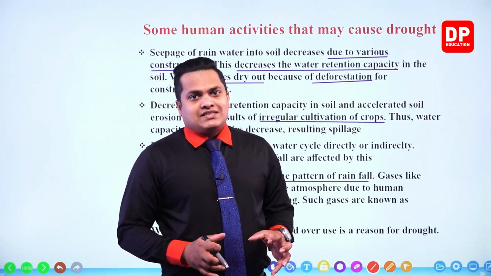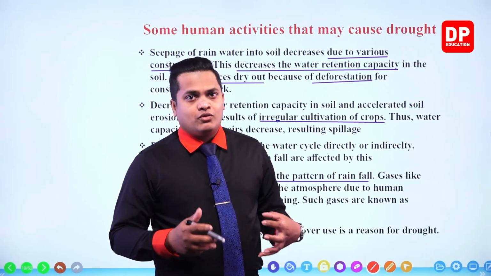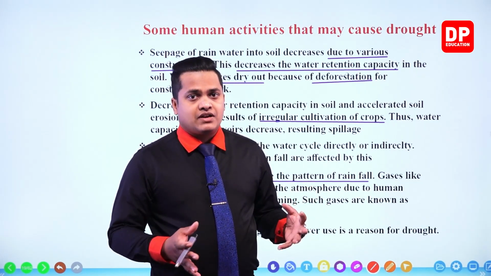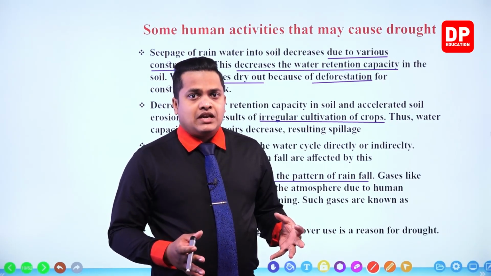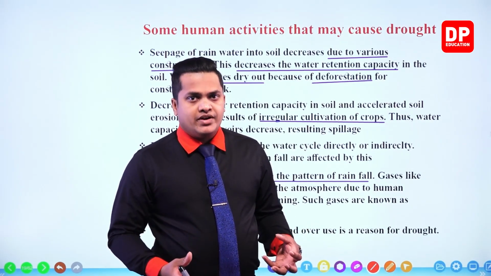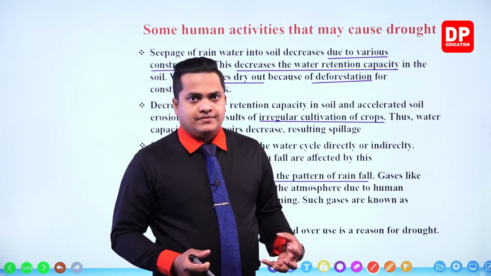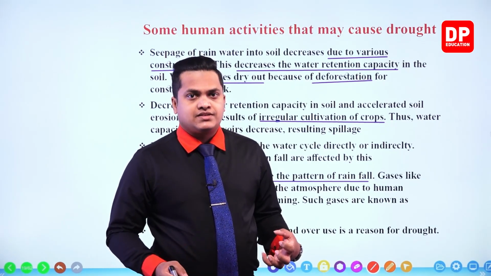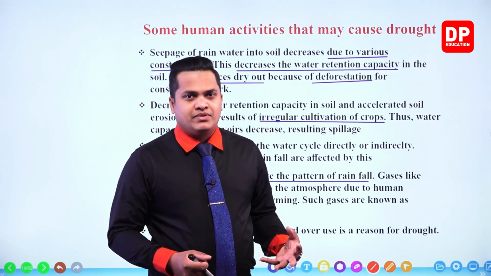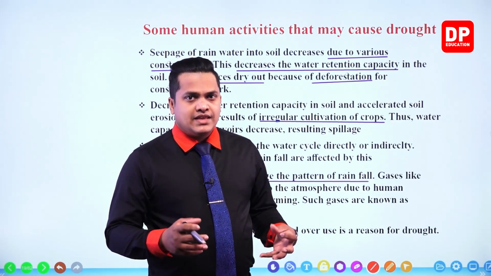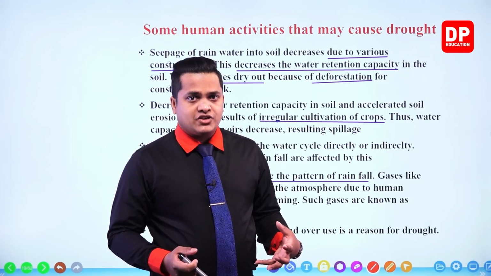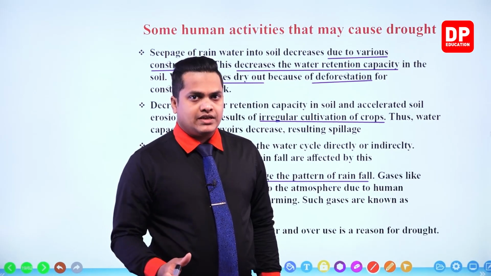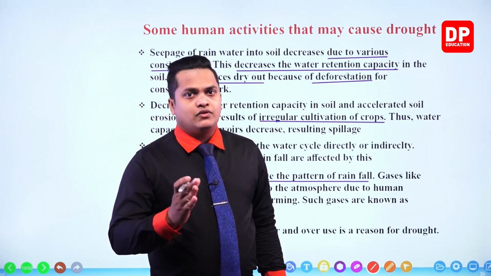There are several gases which can absorb more heat radiation or solar radiation. One example is carbon dioxide, and there are several others as well, like CFC, chlorofluorocarbon, and sulfur dioxide. Even water vapor is considered a greenhouse gas. These are several examples of greenhouse gases. They can absorb more solar radiation, and upon absorbing more, the surface temperature is going to increase. This is the reason for global warming.